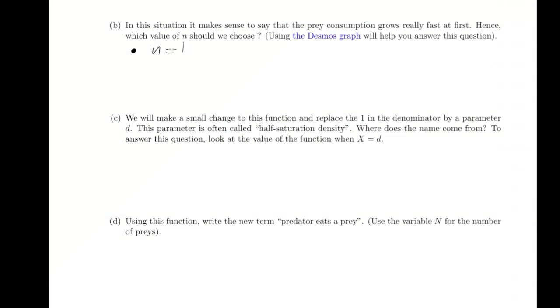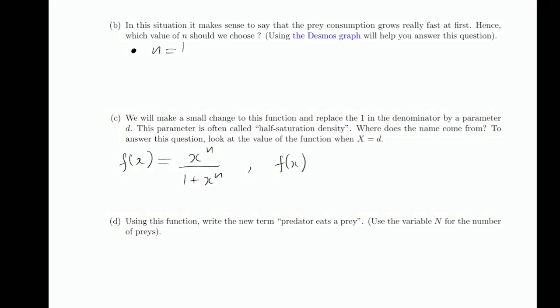Part C, we make a small change to this function and replace the 1 in the denominator by a parameter d. So let's just write out what our sigmoid function is. Normally we consider it to be this one, but now we're replacing the 1 with a d. I'll call this f tilde. And actually, since we already know that n is equal to 1, I think I should just go ahead and replace that immediately.